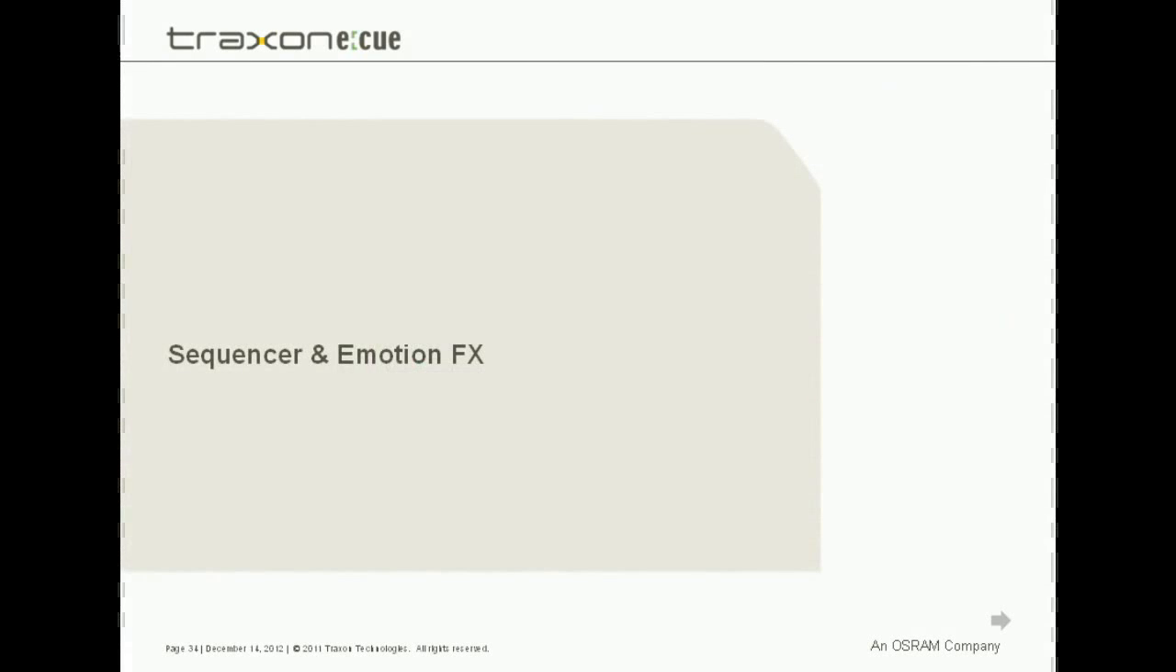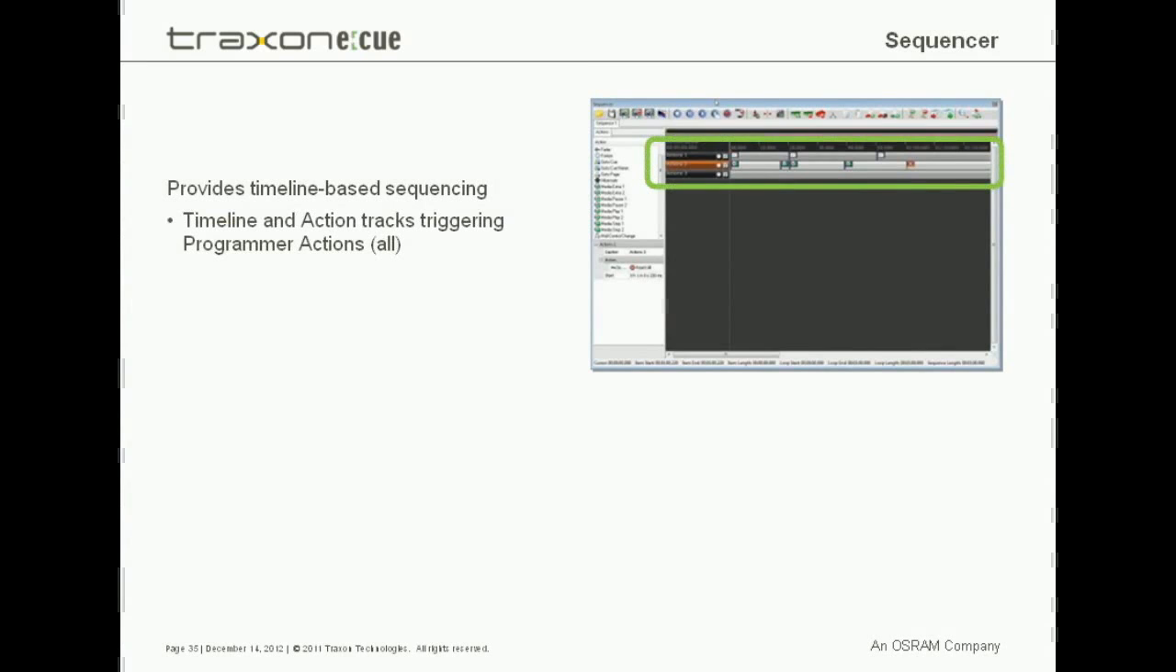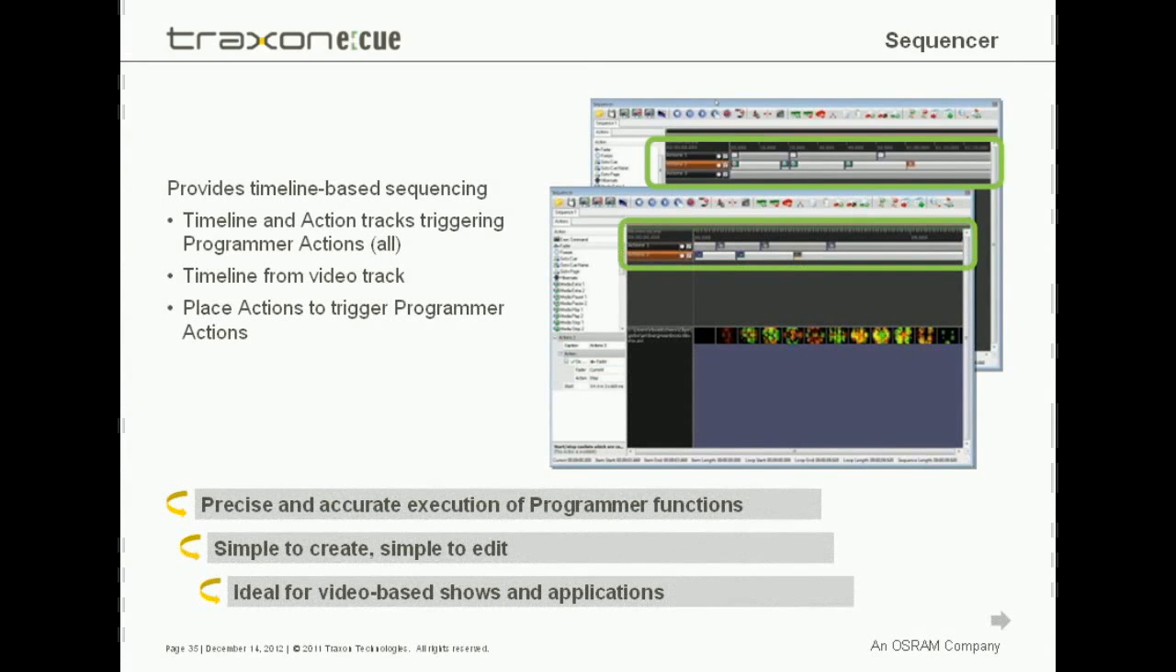If you want to program very complex media-based timeline applications, the Sequencer and EmotionFX are the right tools for that. The Sequencer itself provides timeline-based sequencing. In a simple form, you have a timeline and you can place actions as programmer actions in the timeline so they get executed over the timeline. You can also have a video track as a timeline base and then place actions to trigger programmer actions over the timeline and over the video, which allows very precise and accurate execution of programmer functions in relationship to a video.